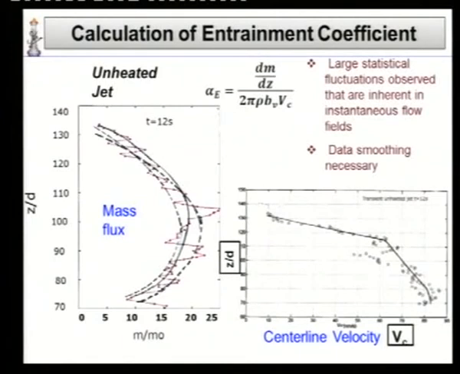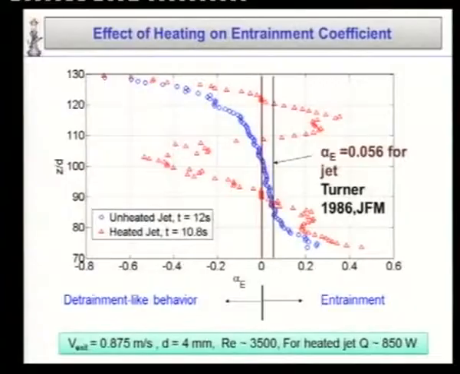It is a little hard to define a centerline velocity for a transient plume, so there are some uncertainties. So don't take these as anything very accurate. If you wanted to get accurate values here, you have to do an ensemble average. And that, in fact, we will do before long. Here is the entrainment coefficient.